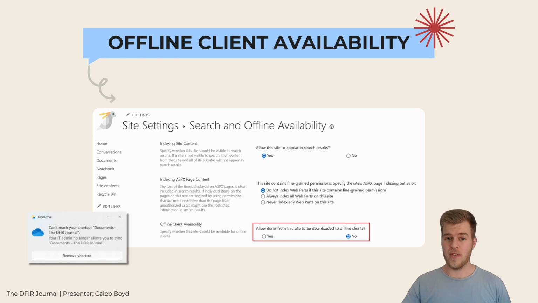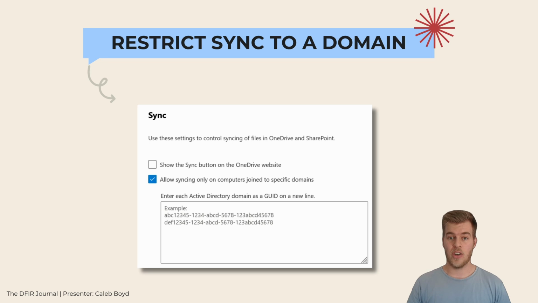The first and most aggressive control that we can implement is straight up blocking offline client availability for a SharePoint site. This can be a really useful feature if a site has sensitive content that you definitely don't want on a local device, or your organization might actually determine that this is a suitable control for all SharePoint sites. The second control is allow listing a set of Active Directory domains. So you can specify these are the Active Directory domains that our devices are enrolled and joined, and they can only sync and access SharePoint content locally from those domains.